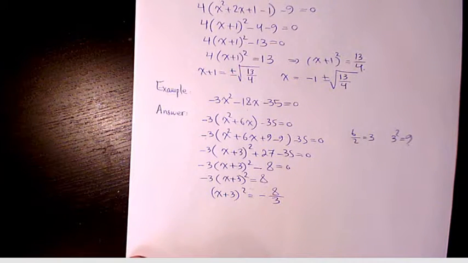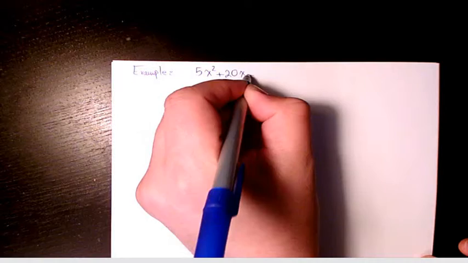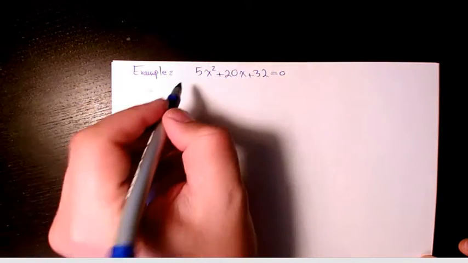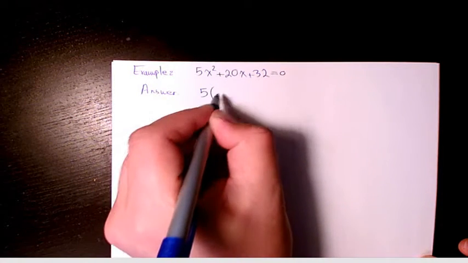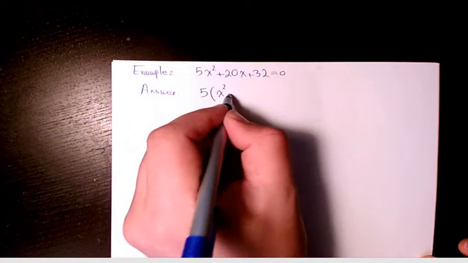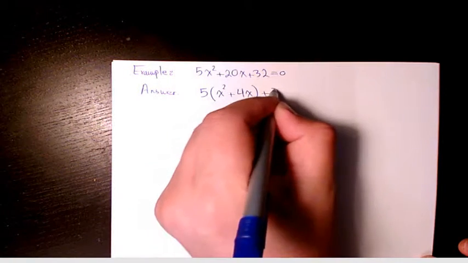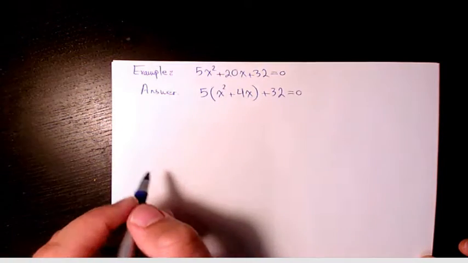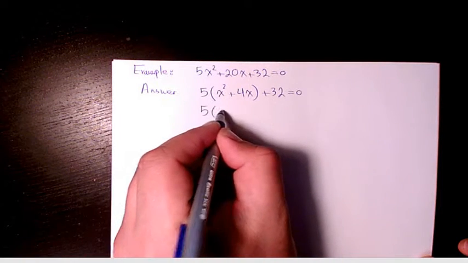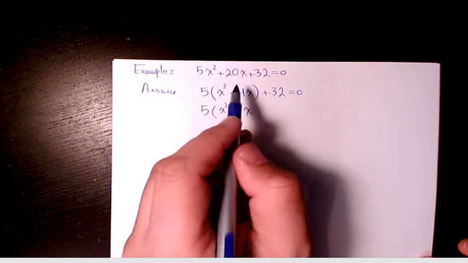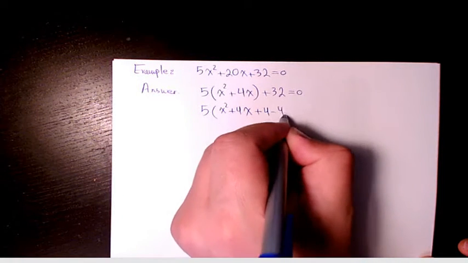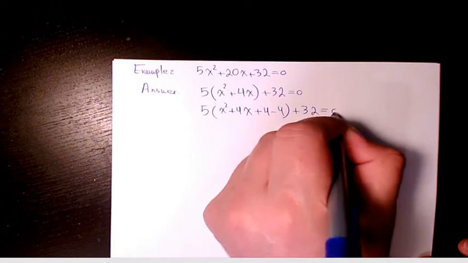Now let's have the next example. It will be 5x squared plus 20x plus 32 equals 0. The answer is: factor out 5. It's going to be x squared for the first two terms plus 4x, plus 32 equals 0. Therefore we have x squared plus 4x. 4 divided by 2 is 2. 2 squared is 4. Plus 4 minus 4 plus 32 equals 0.